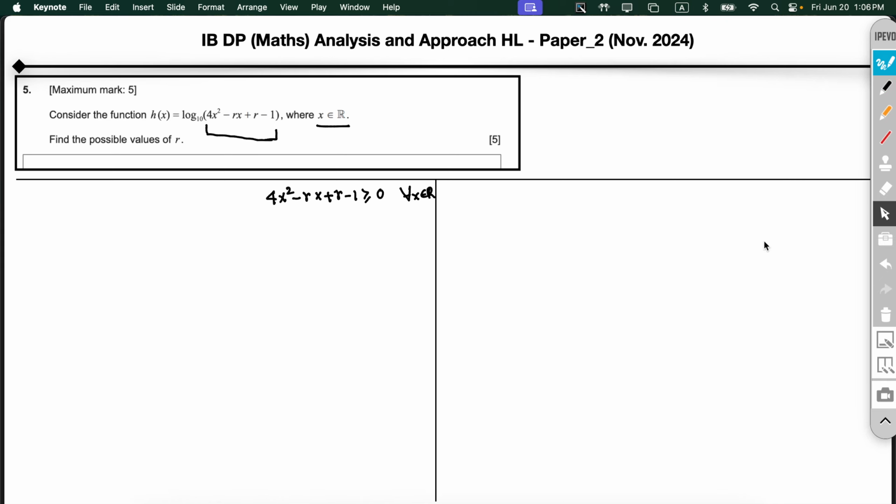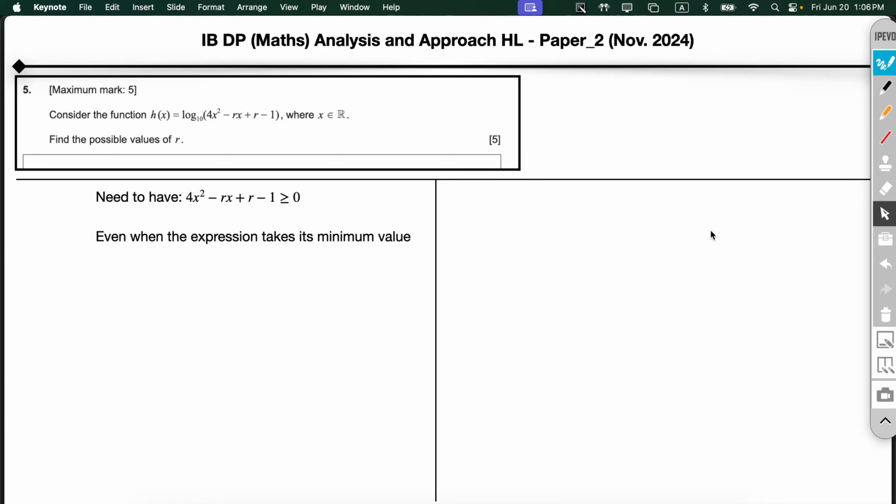There are two ways to do it. Let's do them one by one. First, we need to have this inequality. If we can show that the function 4x squared minus rx plus r minus 1 is greater than or equal to 0 even at its minimum with respect to x, then it suffices to say that 4x squared minus rx plus r minus 1 would be greater than or equal to 0 for all values of x.